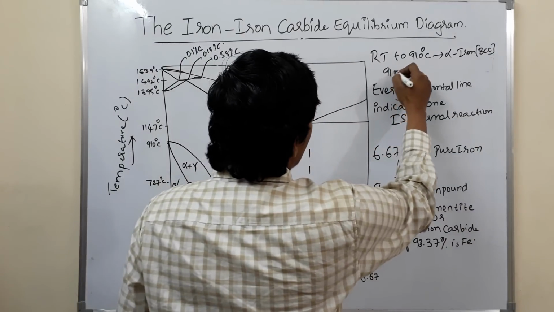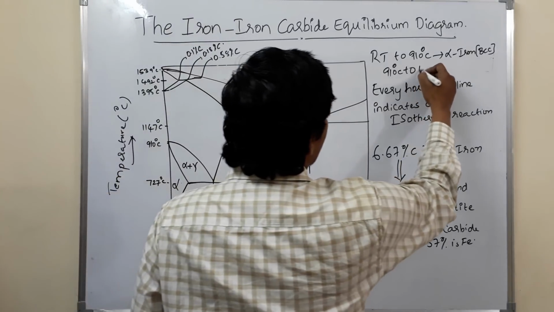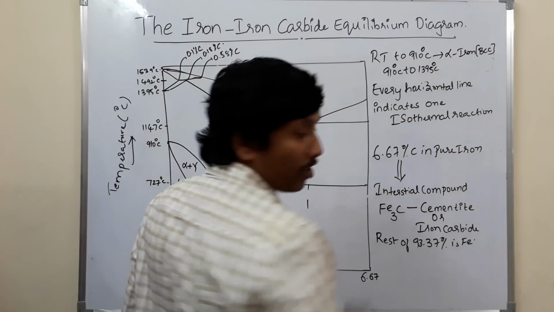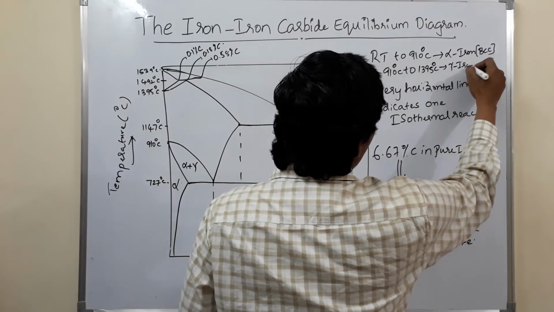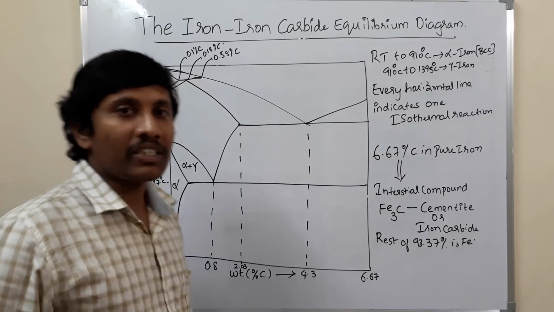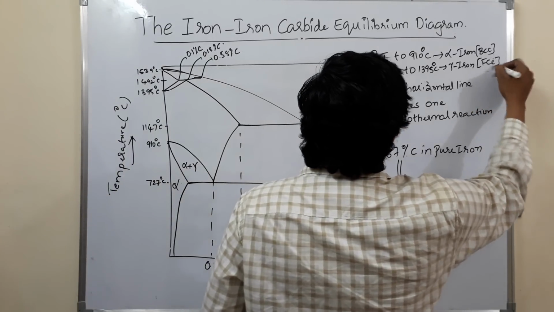From 910 degrees centigrade to 1395 degrees centigrade, what is it called? The phase is called gamma iron. And what is the crystal structure of gamma iron? It is FCC. Okay.